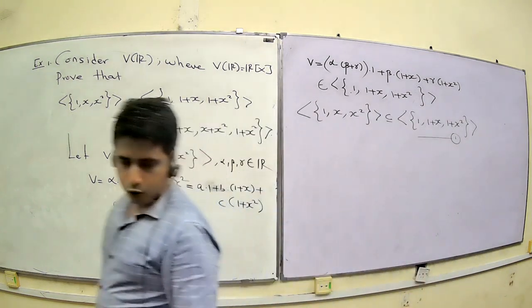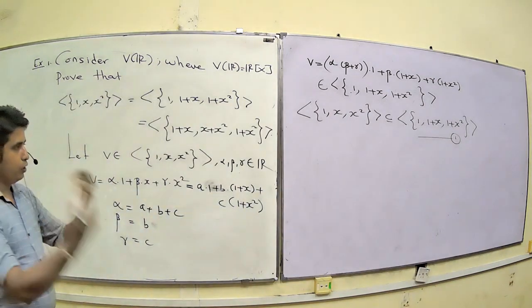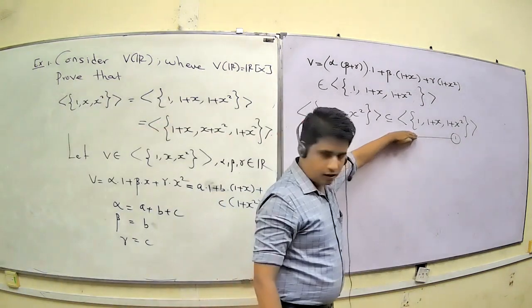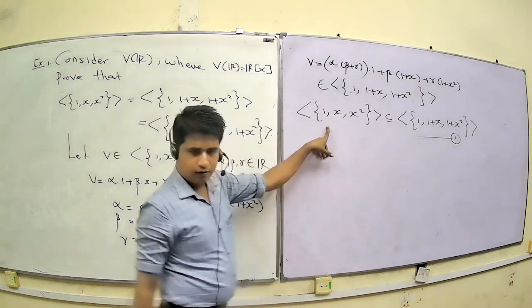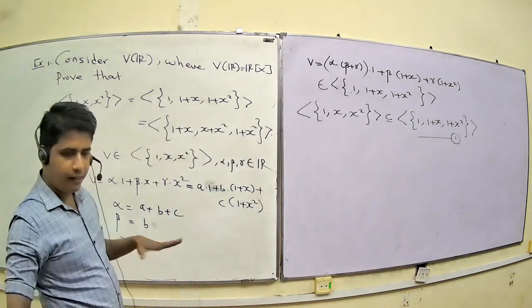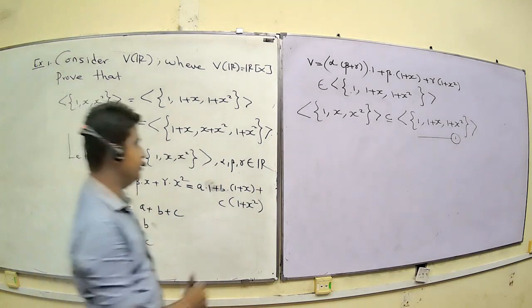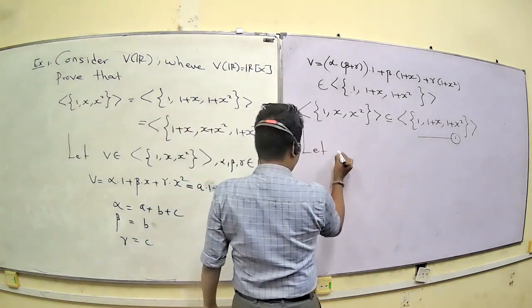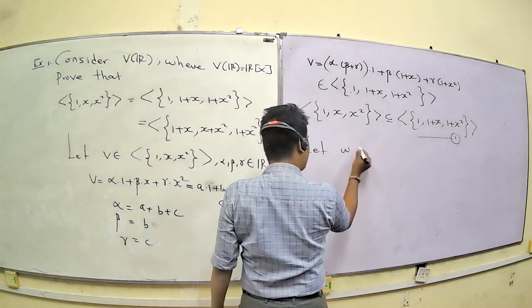Next, you want to prove the reverse part. That means you want to prove that this one is a subset of this one. The same idea, right? Take again one of the vectors, W, no problem.